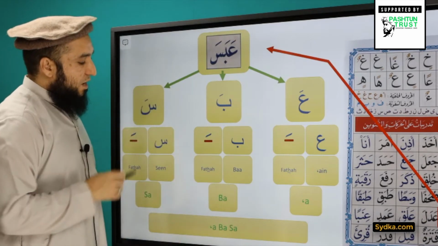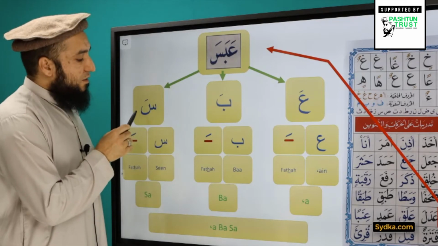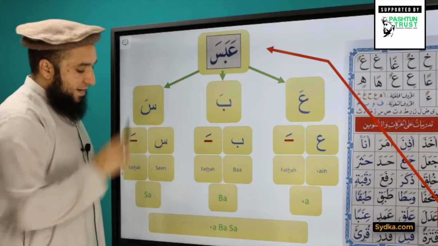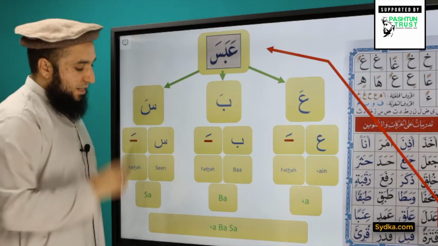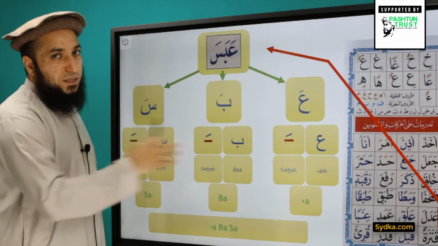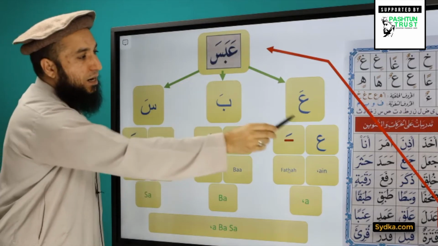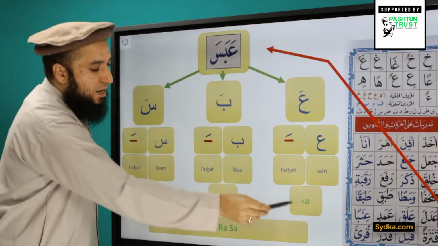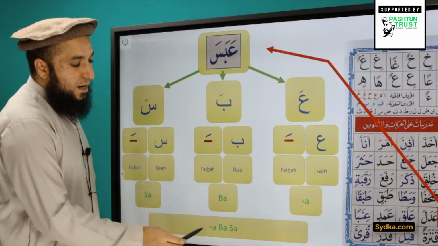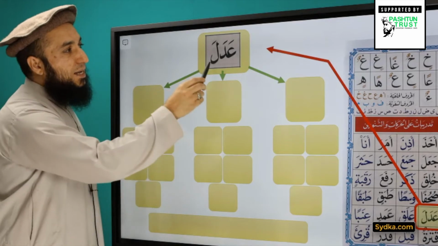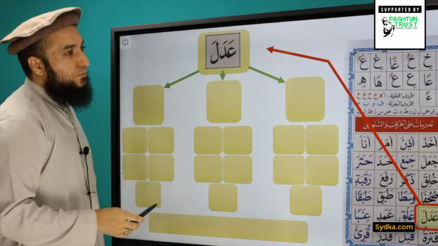So the next syllable we have is sin fathasa. Sin is not silent and we have fatha on top of it. So now we combine these 3 syllables. We have abasa. عبس.